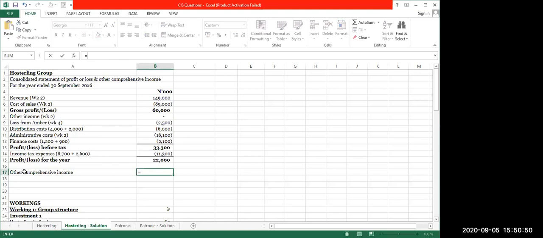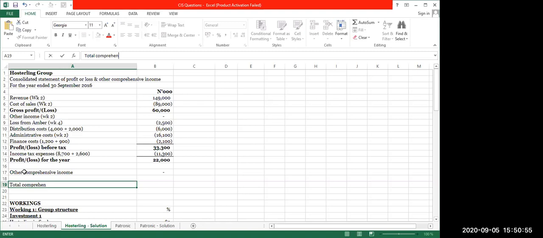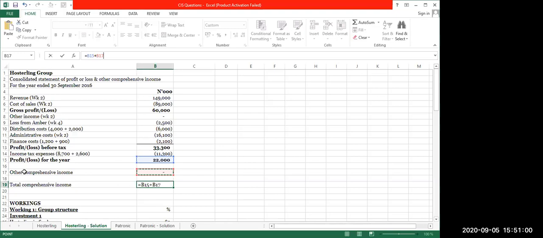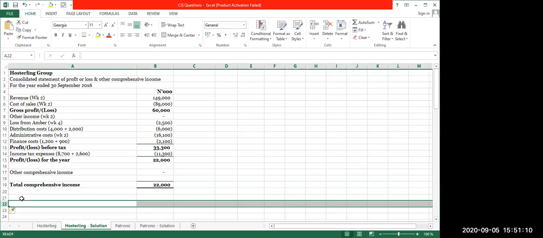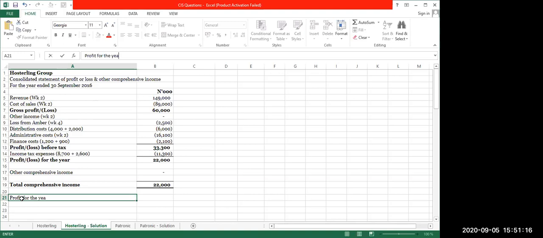Of course, it's nil. Then we have total comprehensive income, which is this plus this. Those are the profits for the year attributable to owners of the parent. This is usually a balancing figure. And to NCI, NCI was working five.